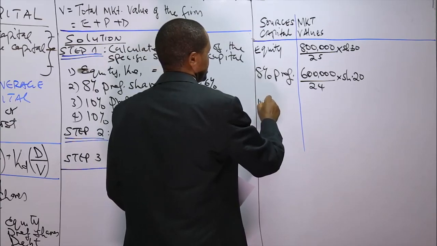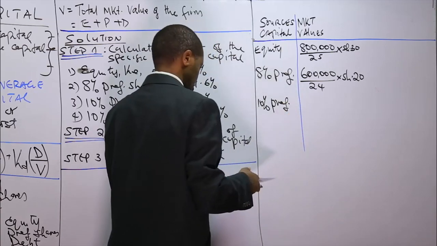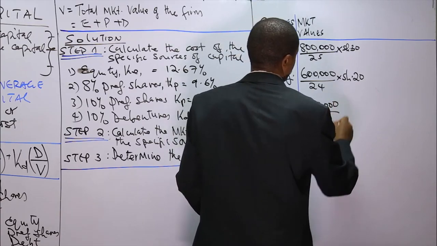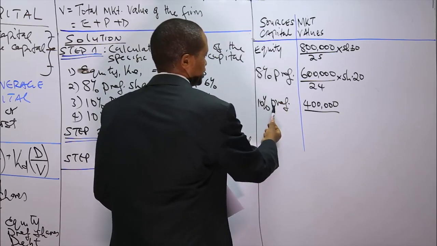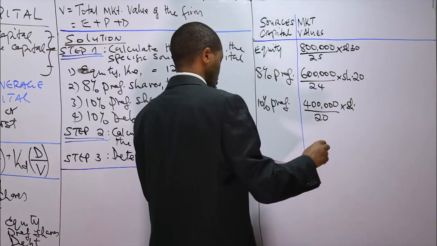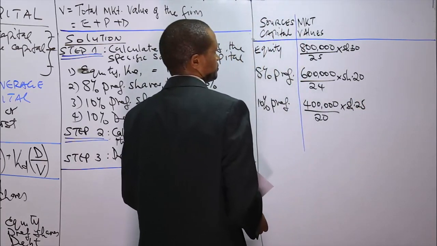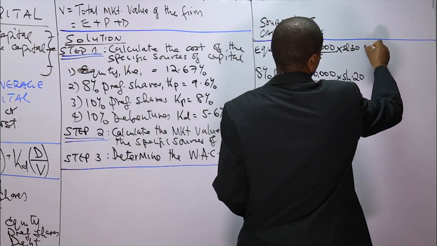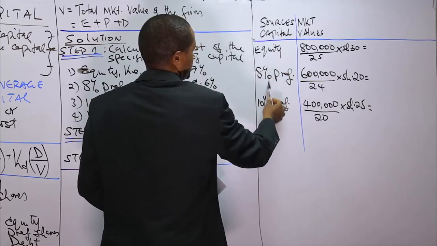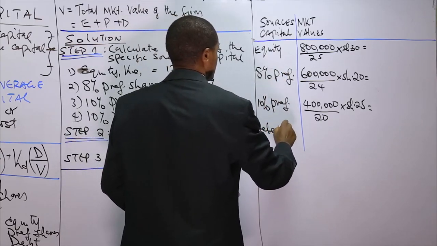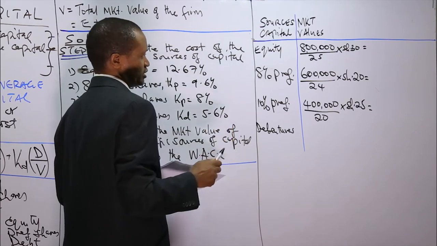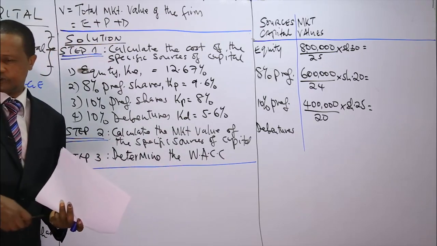Then we have, of course, the 10% preference shares. The value is 400,000. Divide it by the par value or face value of the 10% preference shares, which is 20 shillings, and multiply that with the market value per share of 25 shillings. So with this, we have the market values for the three. Then, of course, we have the debentures. The par value for debentures is 500,000. That one we don't need to calculate because the par value is directly provided.